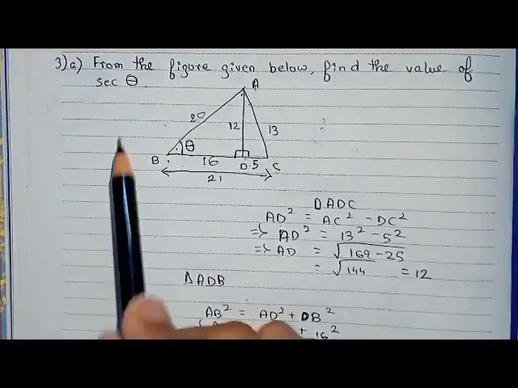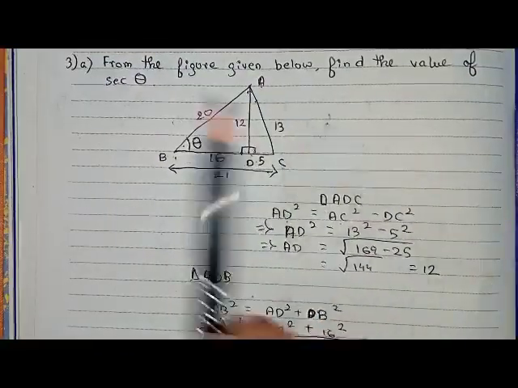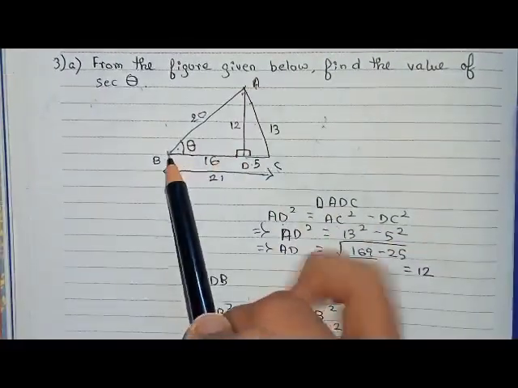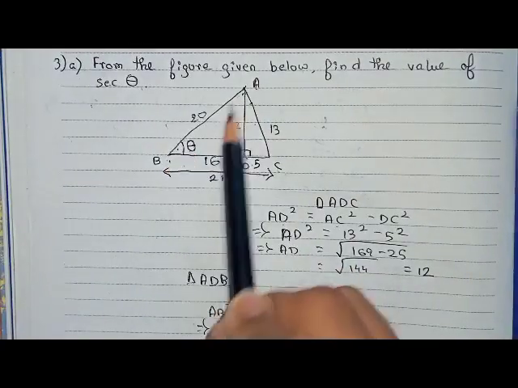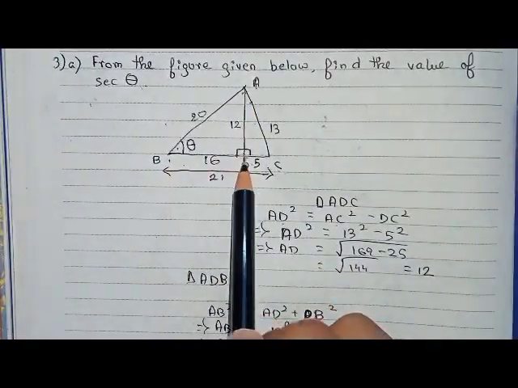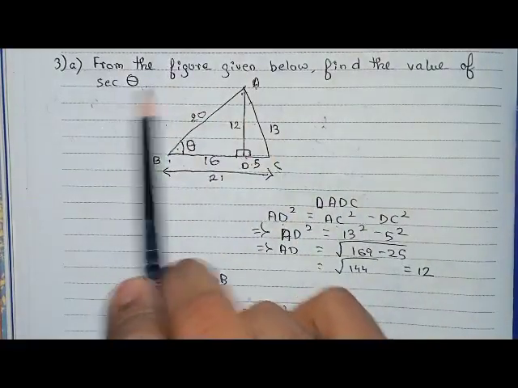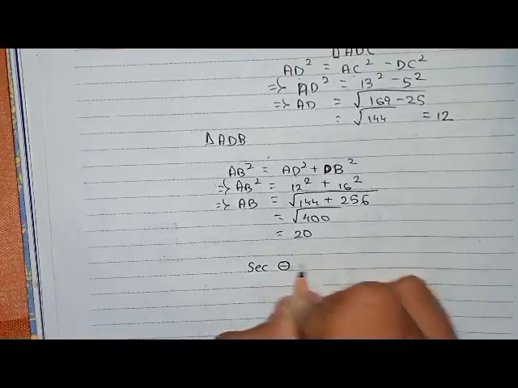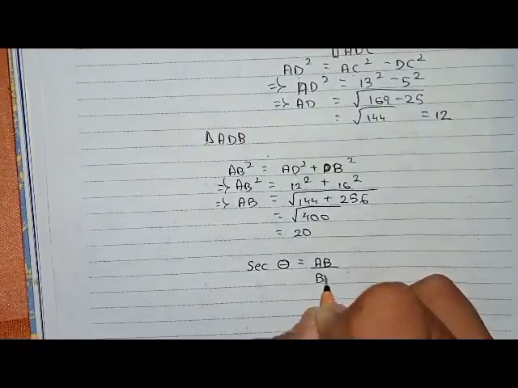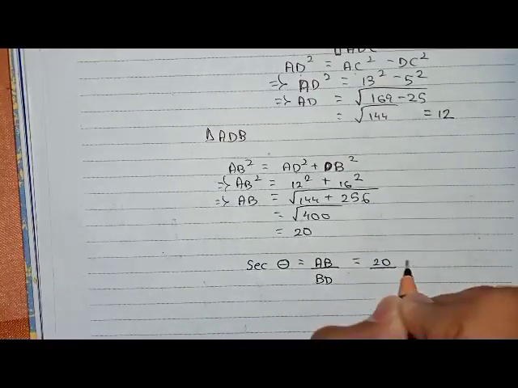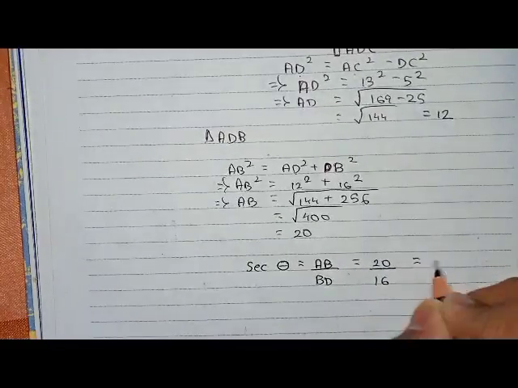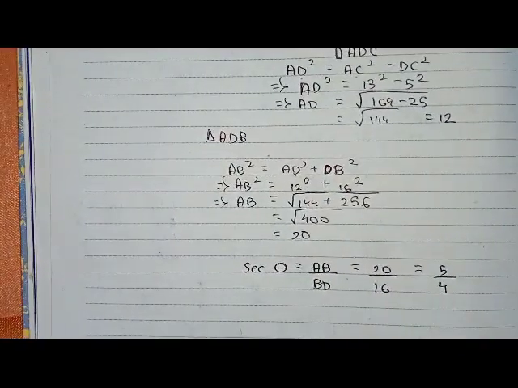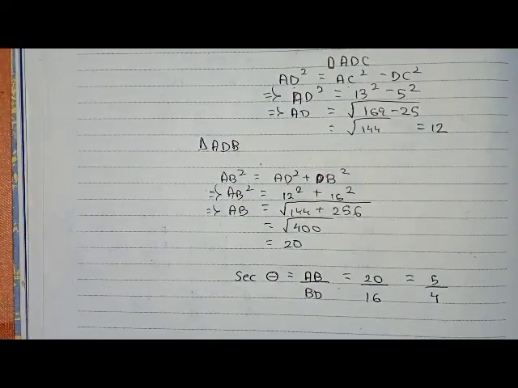So now you can easily find out sec theta. Sec means hypotenuse by base. So here is theta. Hypotenuse is AB and the opposite side is AD. So AD is the height and therefore BD will be the base. So sec theta will be equal to AB by BD. AB value is 20 and BD value is 16. Now I cut by 4, that will be equal to 5 by 4. So sec theta will be 5 by 4. So this is the final answer for this question. So let's move on to our next question.